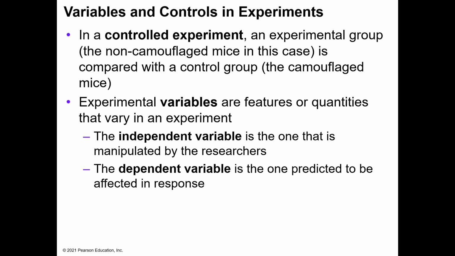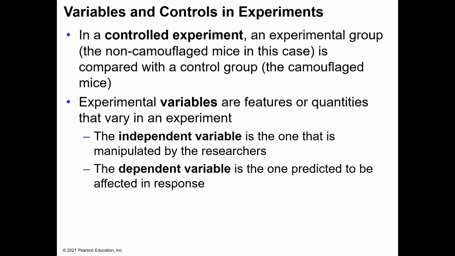So, for example, if we're talking about the ability to grow plants, like how much fertilizer should you give a group of plants to see what's better for their growth? The independent variable will be things that are not being measured, it's what's being manipulated by the researcher. Where the dependent variable is the one that is predicted to be affected by the response of the independent variables.